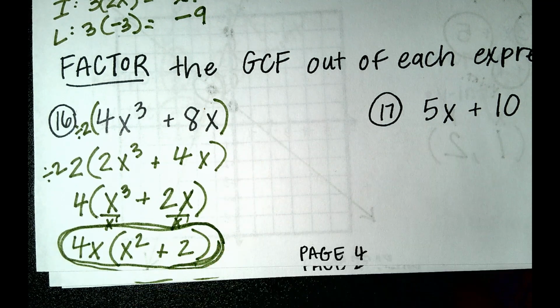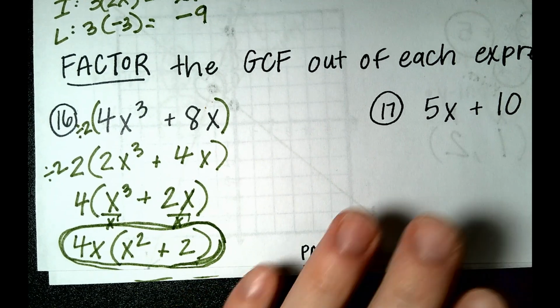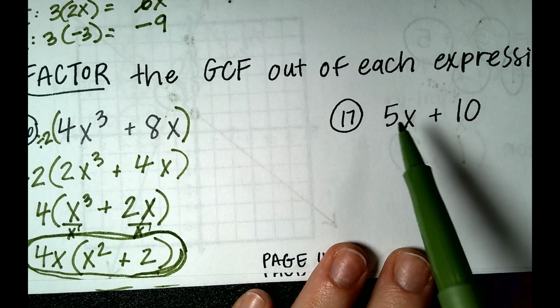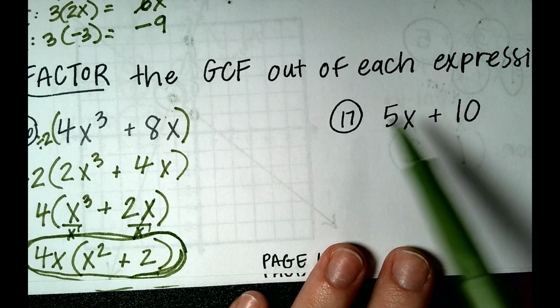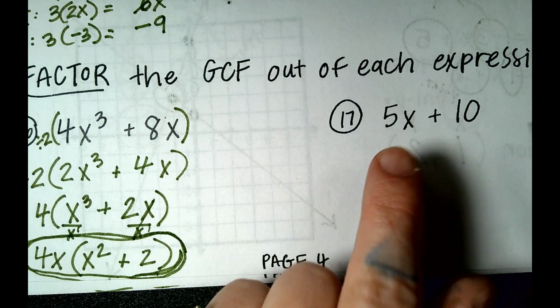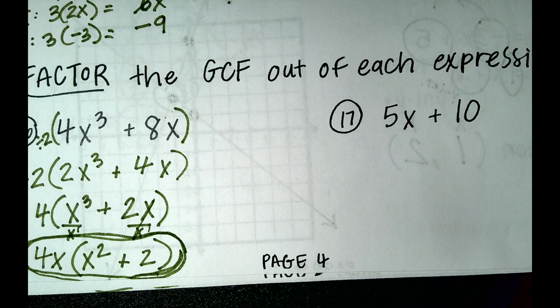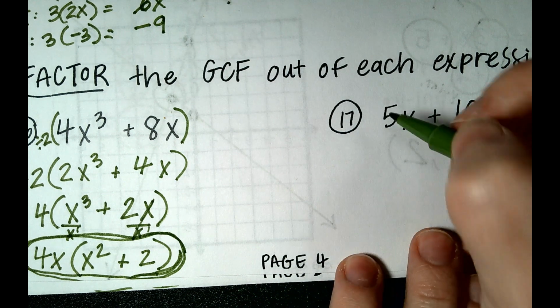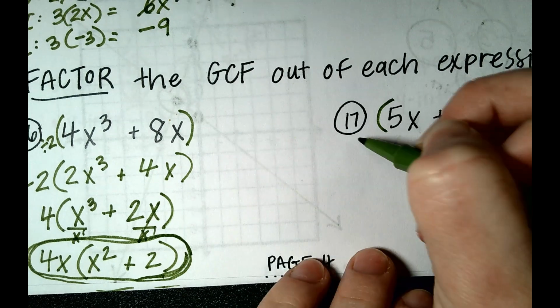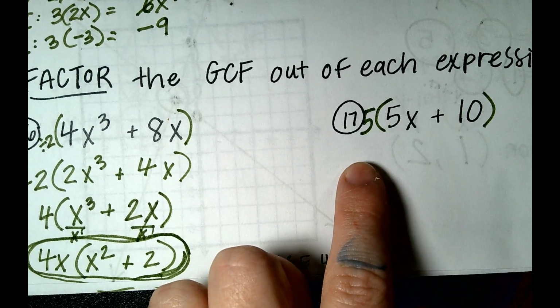Okay. Now let's peek at number 17. And this one isn't going to take nearly as long because we only have one x. What's a number that I can divide both of these by, 5 and 10? I could do 1. Will that change my numbers though? No. I could do 5, right? I can divide 5 by 5. I can divide 10 by 5. Let's try 5. I'm going to do 5. Divide by 5. So what is 5 divided by 5?